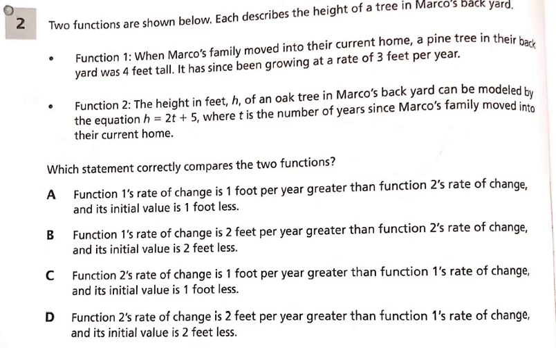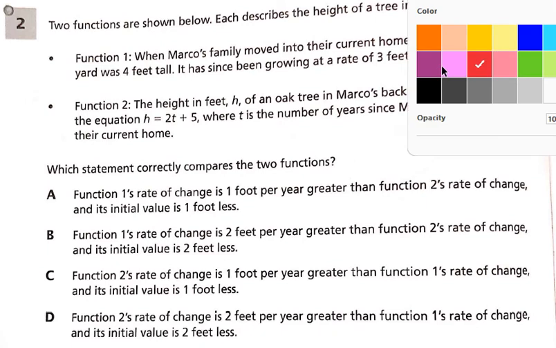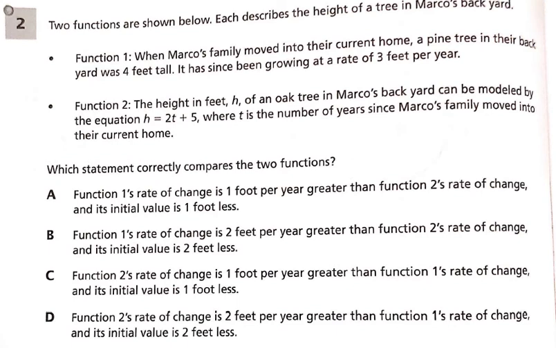So right now we are going to be looking at these questions. So we're going to start with our first question, number 2. This one's asking us to compare two functions. It tells us when Marco's family moved, the tree in their backyard was already 4 feet tall. So that seems like a starting value. So when we go to write our equation, that is going to be our initial value. And then it is growing at a rate of 3 feet per year. Well, that's going to be a rate of change.